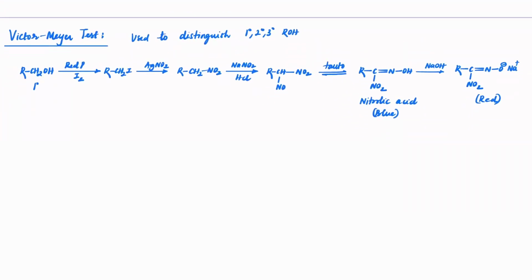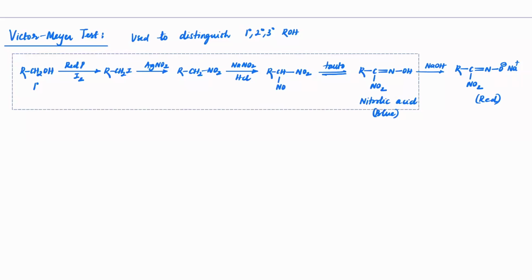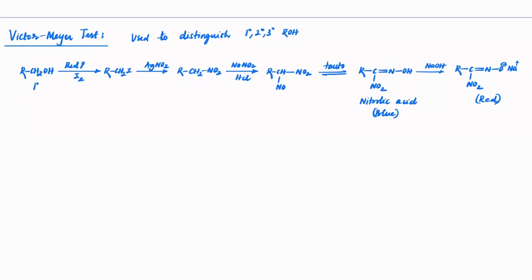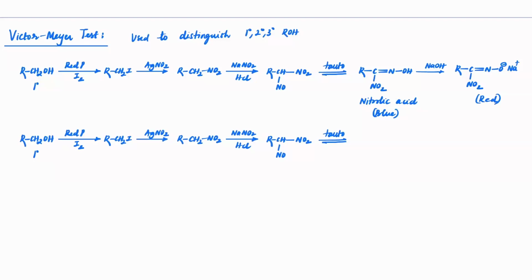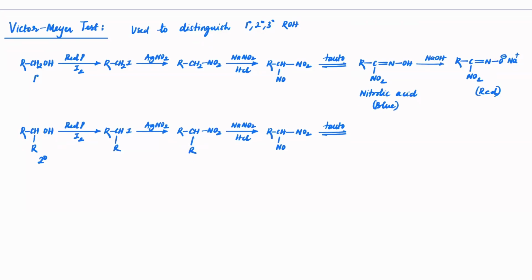Alright. Now let me do the same thing again till this point. But this time I'm taking the 2 degree alcohol. So imagine if at all I had 2 degree alcohol. So I had R here and this is 2 degree. So I had R here, R here. Up to this point, it is the same thing that will happen. Got it?